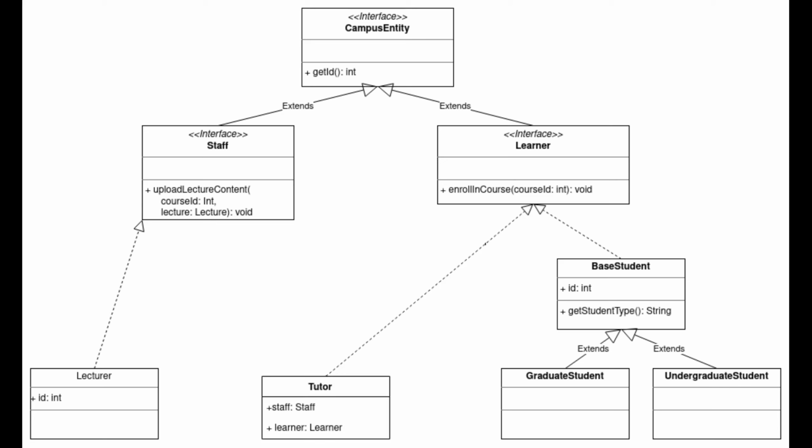And finally, we have a tutor class that implements the learner interface. The functionality of the learner interface is not coded directly into the tutor class, but is delegated to a learner field within the tutor class. This is the concept of composition. And the same idea applies for the staff interface. The tutor class implements it and delegates the functionality to a staff field, which also implements the staff interface. And that's how we kind of simulated multiple inheritance for the tutor class.